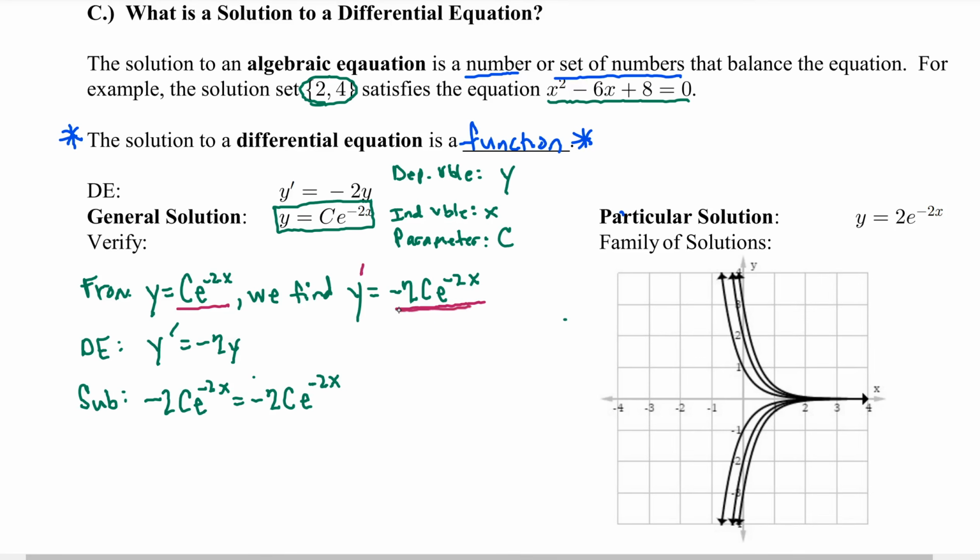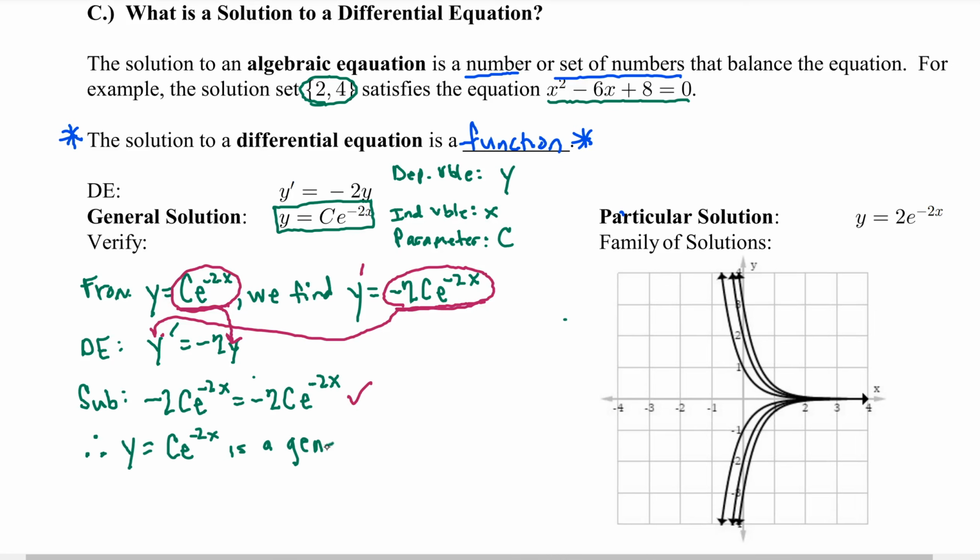So this expression for y prime, which we obtained by finding the derivative of the solution, we plugged in for y prime. And this expression for y, we plugged in right here. And notice that gave us a balanced equation. So we can say, therefore, these three little dots mean therefore, y equals c e to the negative 2x is a general solution of the DE y prime equals negative 2y.